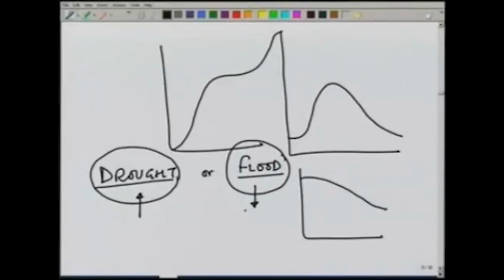We can store water out of that flood, or we can have some other measures upstream, so that the entire water is not coming at the same time, there is some delay, and therefore the flood peak is reduced. So, drought and floods, these two characteristics we should look at in detail now.